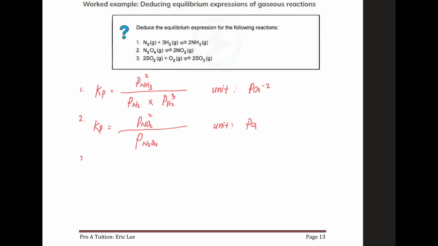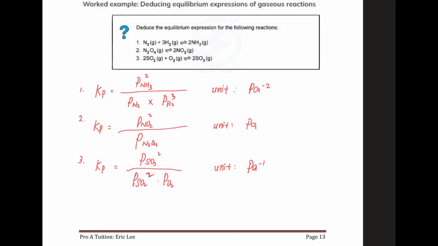Question 3. Formula? PSO3 squared over PSO2 squared times PO2. Yes, correct. What is the unit? Pascal to the power of -1. Yes, correct.